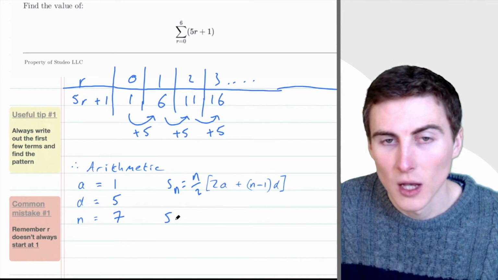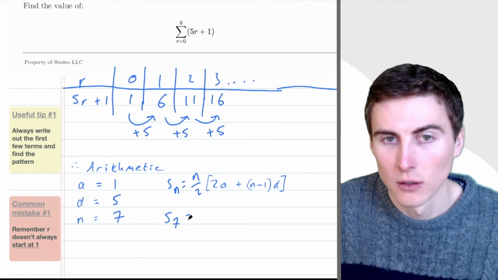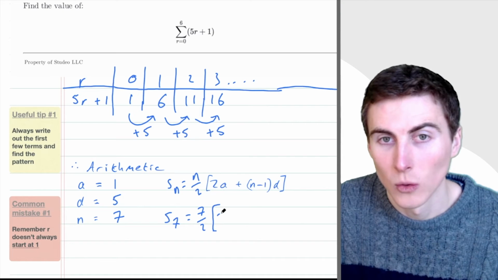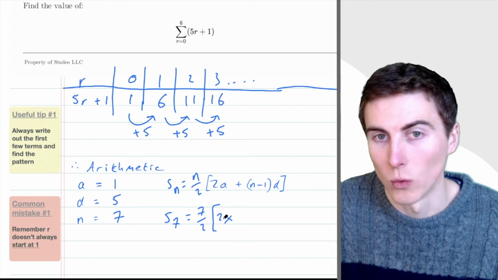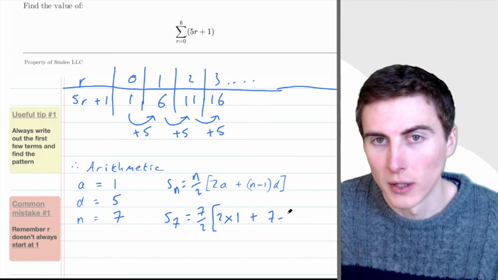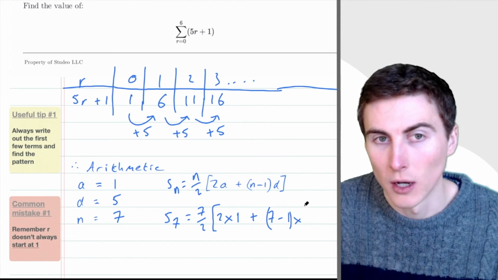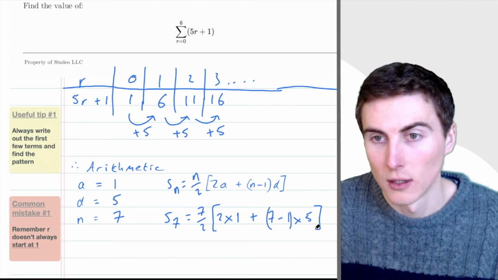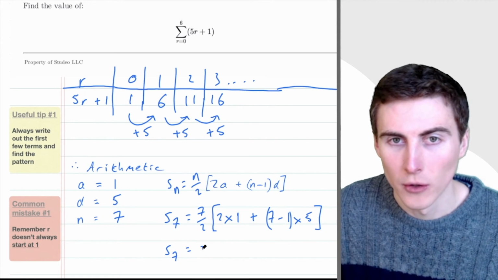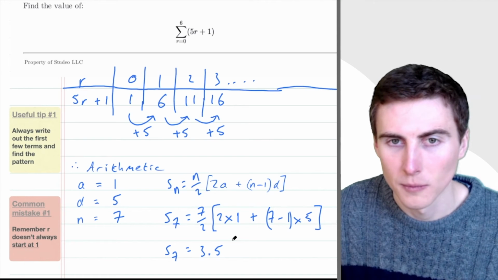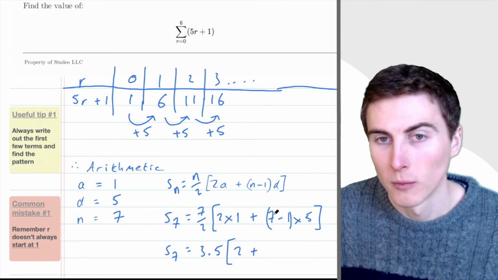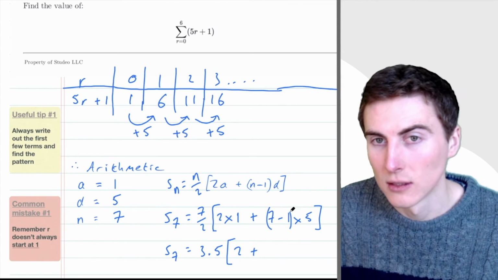So we would say that the sum of the first 7 terms is 7 over 2. And then in brackets, we have 2 times A, and A is just 1. So 2 times 1 plus N, which is 7, minus 1, times D, which is 5. So we got that. Then we simplify that a bit. So 7 over 2 is 3.5. You could leave it as a fraction, I just prefer to put it in decimals. And then 2 plus 7 minus 1 is 6, times 5 is 30.